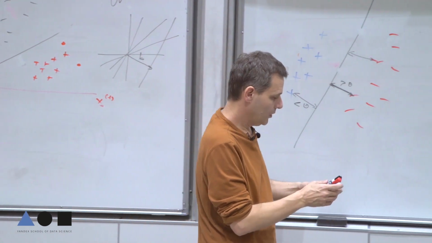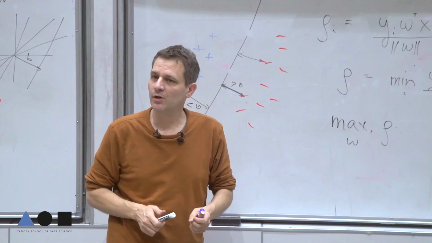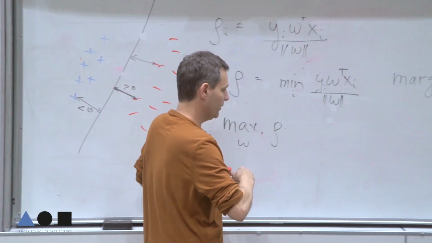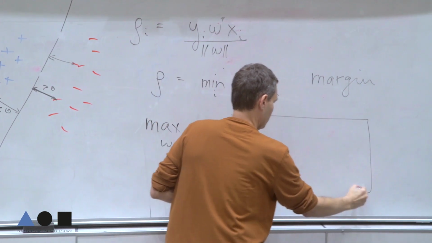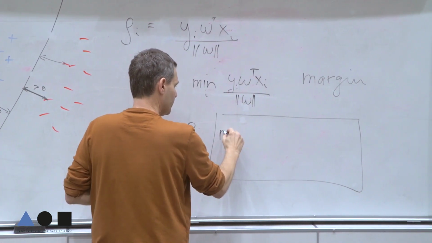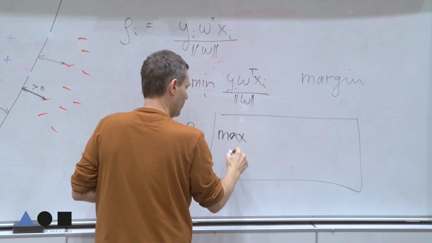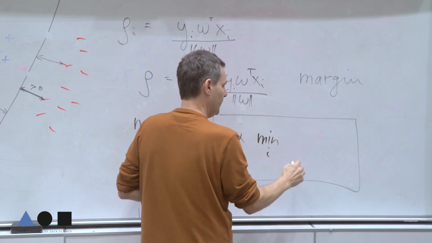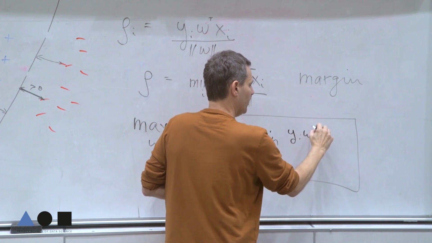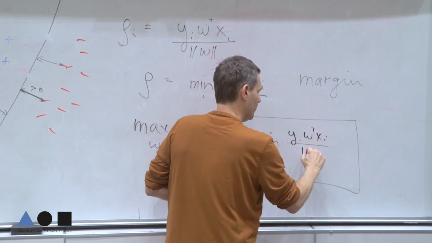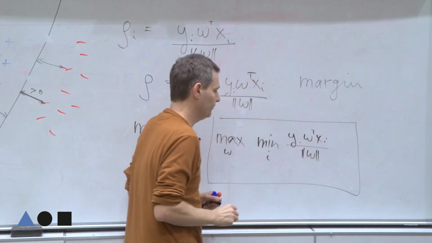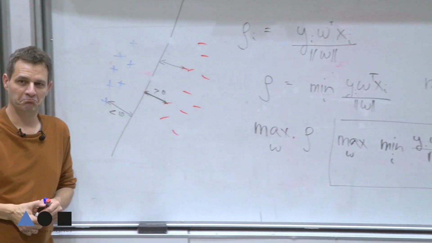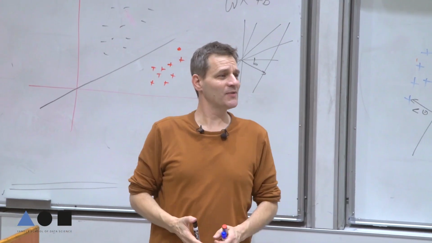OK, so now we have an optimization problem. Let me write it in full. We want to maximize over W the minimum over i of yi W transpose xi divided by the norm of W. That's great. We have an optimization problem. We're done.